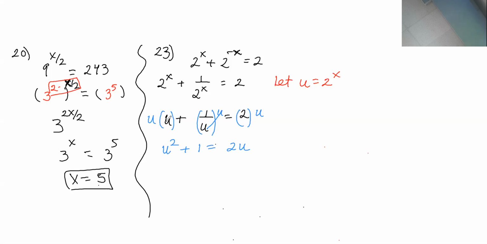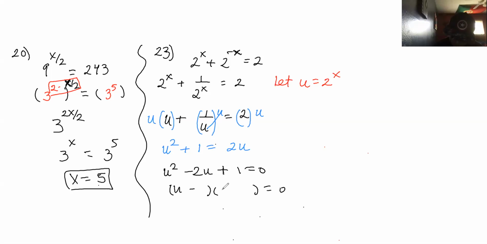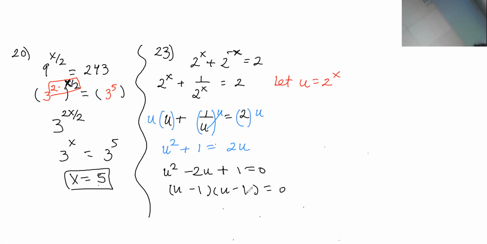Do you see what I did there? u times u is u squared. The u's reduce, leaving plus 1. And then 2 times u is 2u. So that gives me u squared minus 2u plus 1 equals 0. And how would I solve that? Double bubble? Yeah. And what does it factor to? u minus 1, would you guys agree?